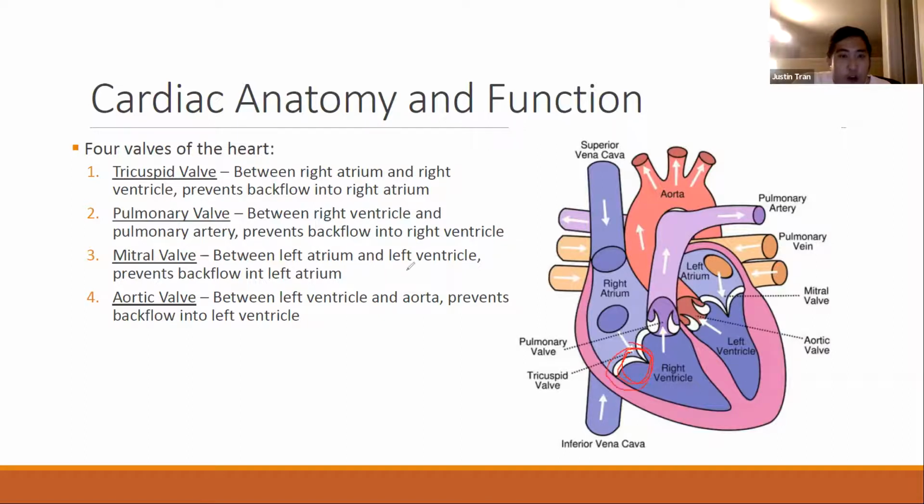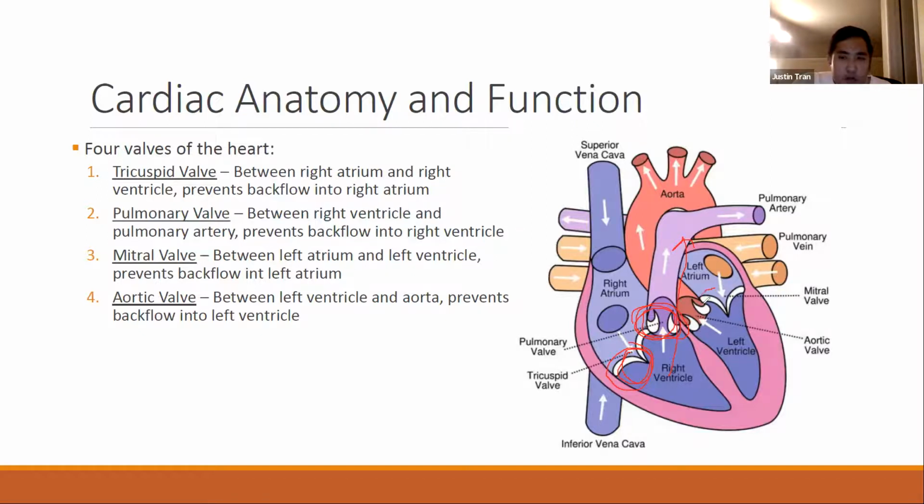The tricuspid valve is between the right atrium and the right ventricle, and its main function is to prevent backflow back into the right atrium, okay? Next, we have the pulmonary valve, and the pulmonary valve exists at the exit of the right ventricle, okay? What this does is prevent backflow back into the right ventricle, right? And this makes sure that once the right ventricle expels blood into the lungs, none of that blood comes back, okay?